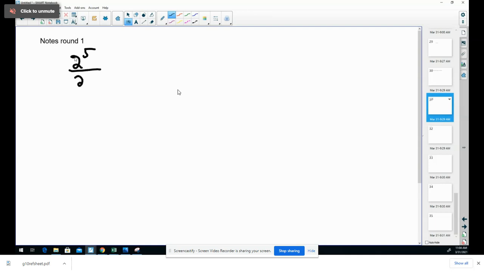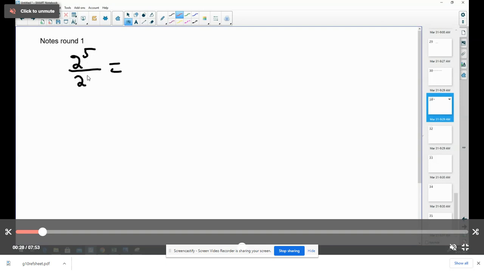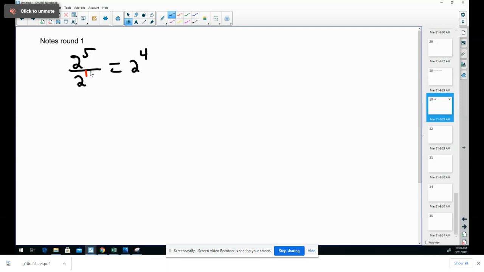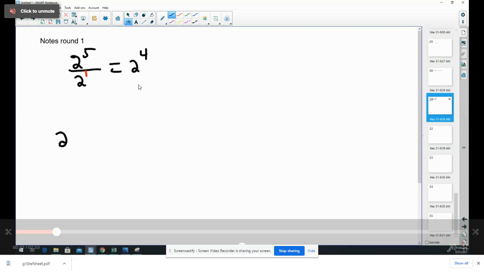So we have 2 to the 5th over 2. Remember that 2 is really to the power of 1, so we can put a 1 there. Then we use our quotient rule, we subtract the exponents, 5 minus 1 is 2 to the 4th. And notice how the fraction is now gone. We could put it over 1 if we wanted to, but we don't have to in this case.